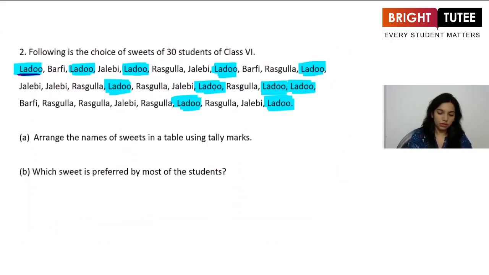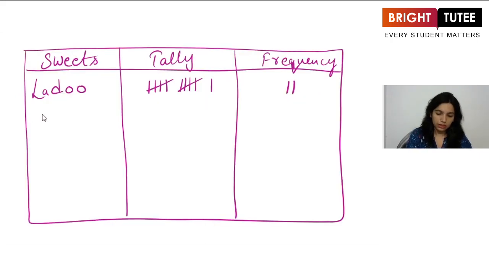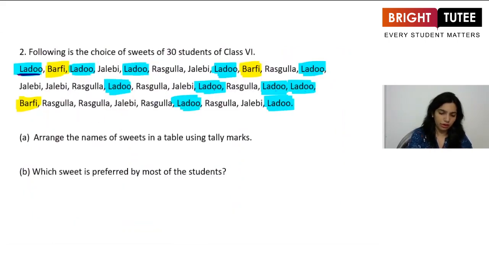Now let us move to the next sweet. It is barfi. Let's mark it with yellow. So barfi 1, 2, 3. Is there anyone else? Nope. I think that's it. So let us write 3 in the tally for barfi. Oh, I think spelling is F-I. Okay.